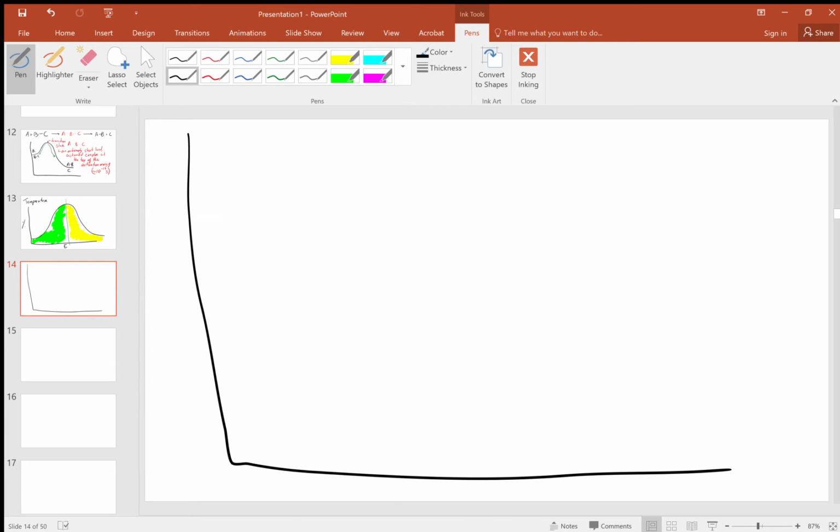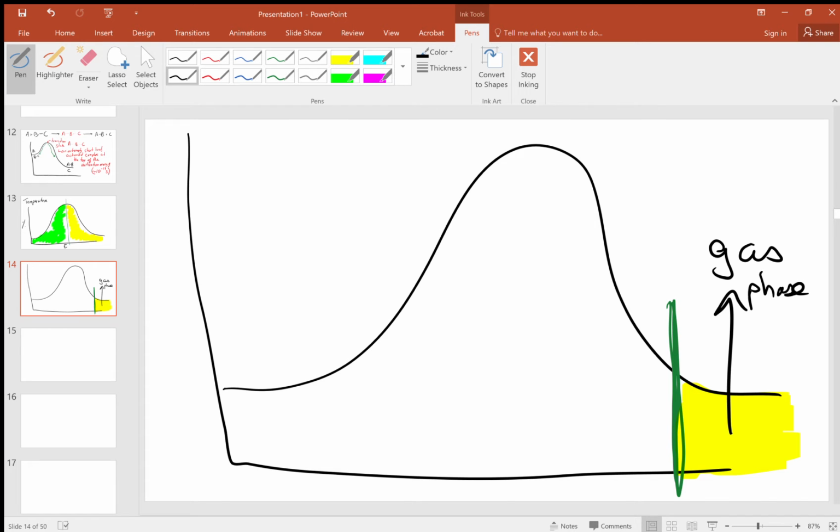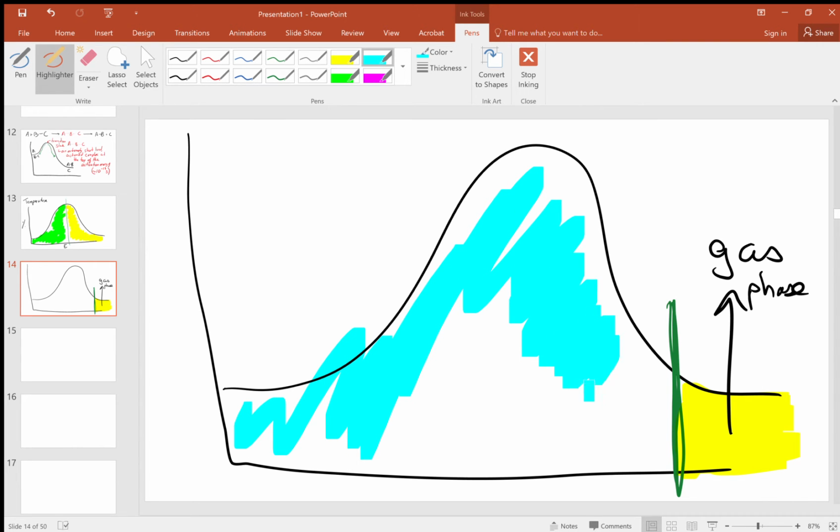Well, here's our graph again. And let's say that above this point right here, these molecules have enough energy to evaporate. And so everything over here goes into the gas phase. Well, what's left behind? What's left behind is all of this. But because we've removed the highest energy particles from the sample, overall the temperature goes down.